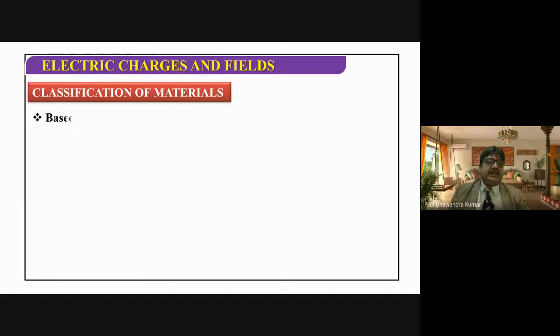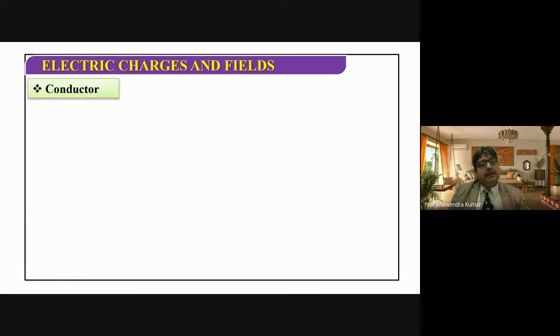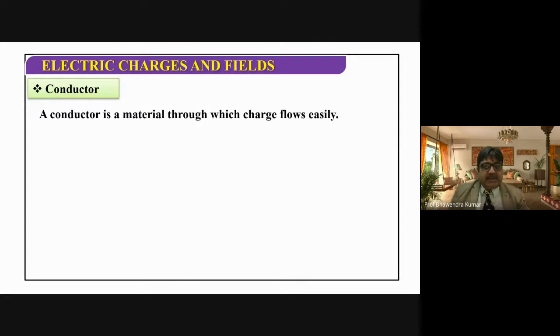Now we have the classification of material. Based on the electrical property, it can be classified as conductor, insulator, and semiconductor, right? What is a conductor? A material through which the charge flows easily, right? Primarily, conductors have free electrons. That is why they are called conductors. Examples are metals, which are good conductors.